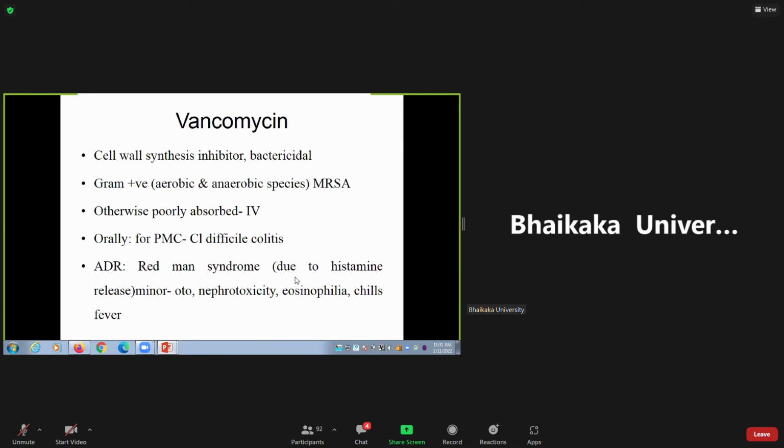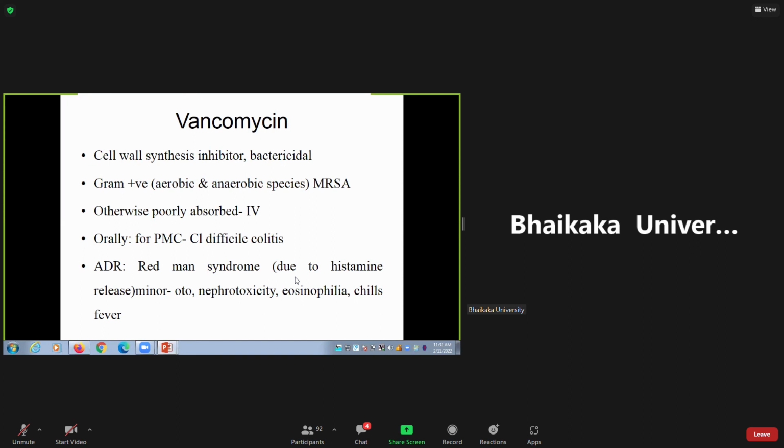When it is given orally, it is because it is a disease of the intestine, and Clostridium difficile is only sensitive to vancomycin and metronidazole. But often it is found that they get resistant to metronidazole. If they get resistant to metronidazole, you cannot give metronidazole. At that time, you have to give vancomycin. And to kill them, naturally, the drug needs to reach the intestine. So we give it orally, which is not absorbed from the intestine, and we need local action in the intestine. That's why we give it orally.